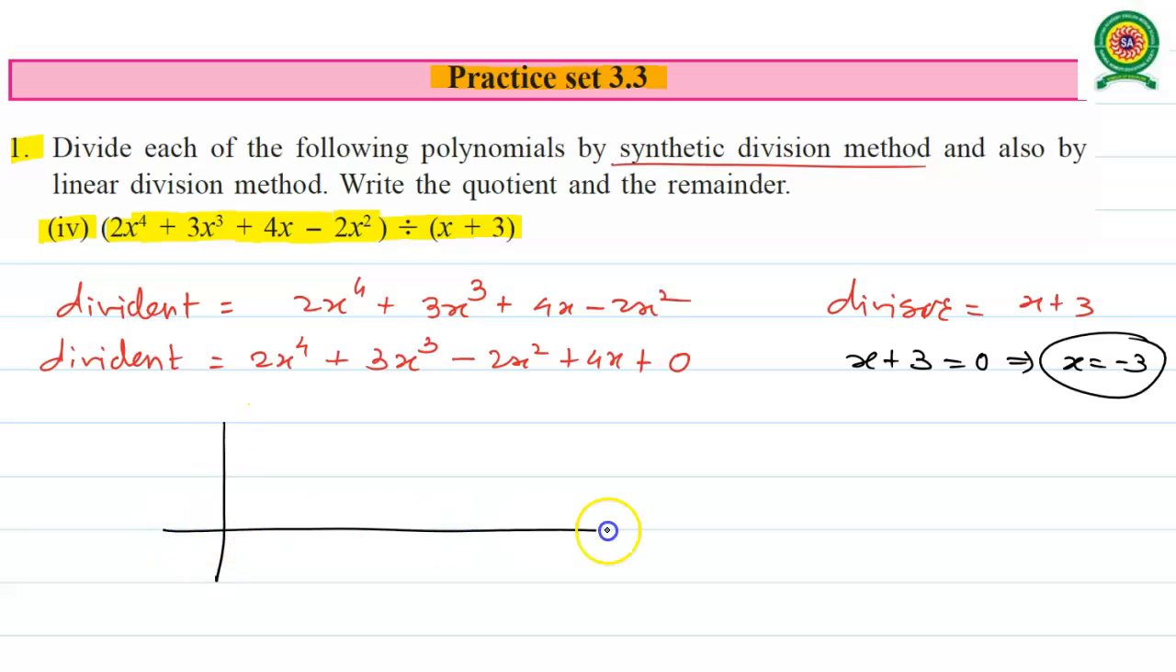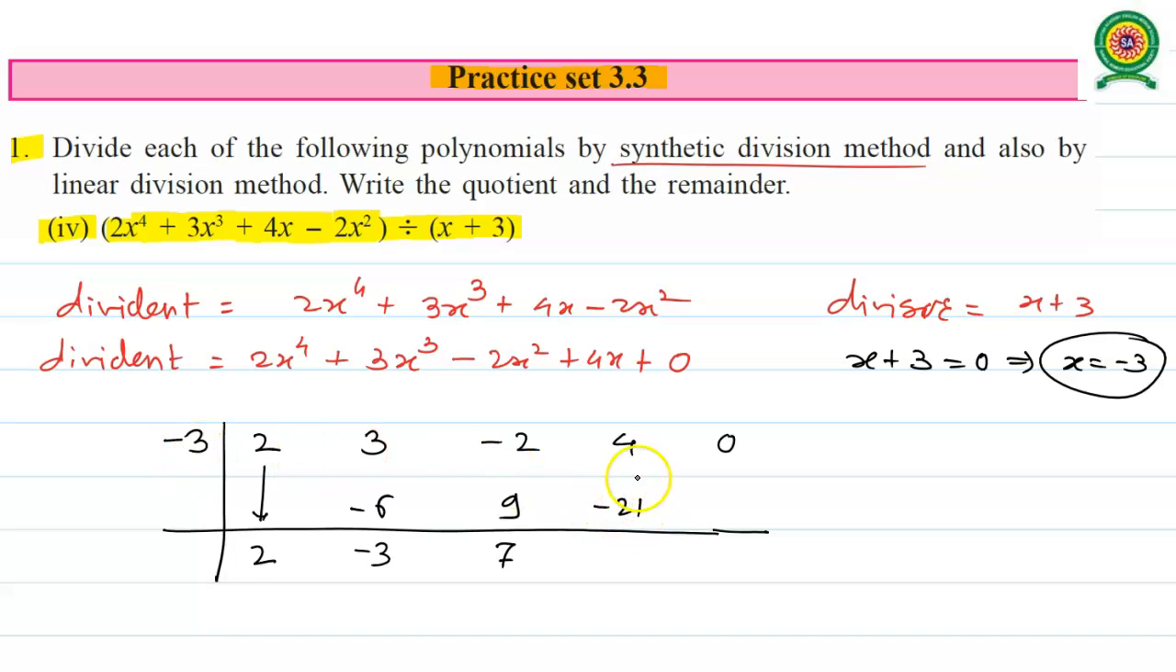Now make a chart. Write down the coefficients of the variable x raised to 4, x cube, x square, x and the constant in this way. The multiplier, the divisor, we have minus 3. Now 2 comes down. Minus 3 into 2 is minus 6. 3 plus minus 6 is minus 3. Minus 3 times minus 3 is plus 9. 9 minus 2 is 7. 7 times minus 3 is minus 21. Now minus 21 plus 4 we are having minus 17.